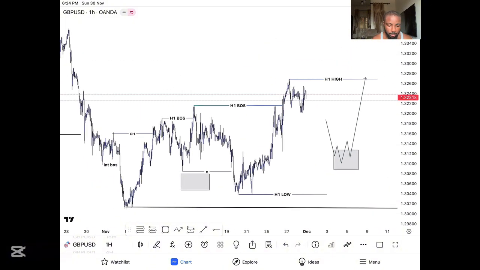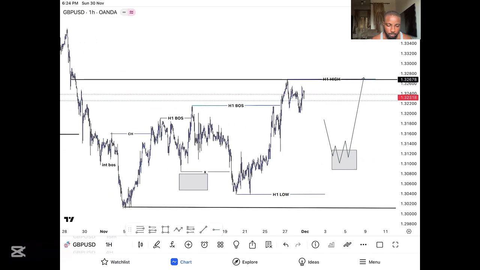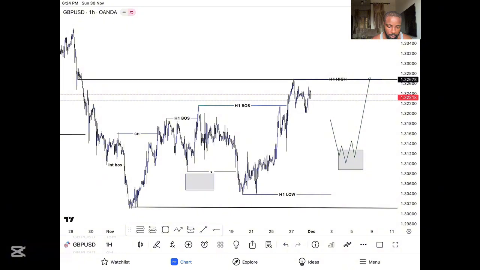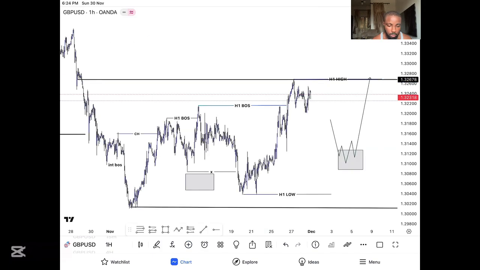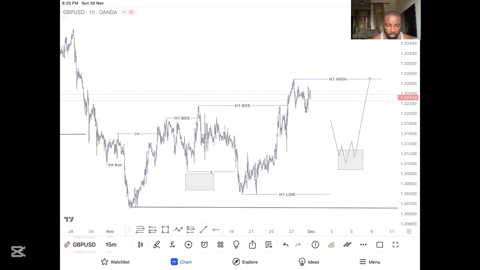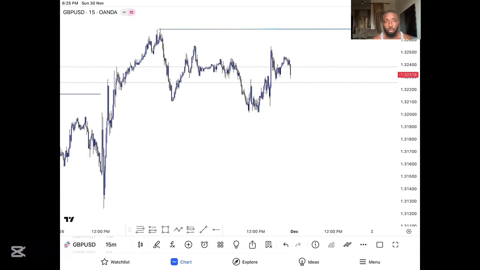The reason why I'm selling is because price reacted from a previous supply here. Once price got to that supply zone, that supply area, I immediately saw that market structure shift on the 15 minutes. I knew that price is likely to go down from there.